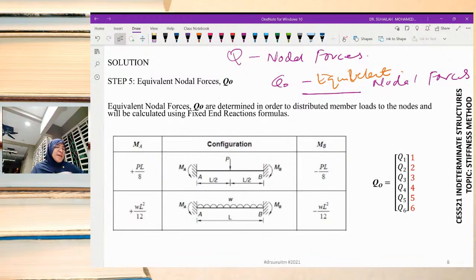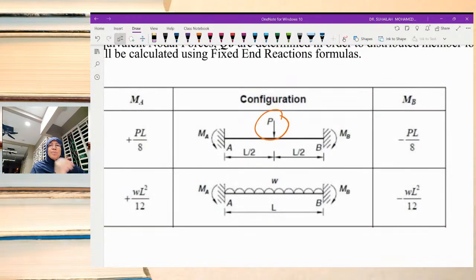Okay, for example, if we have a point load, this P is not subjected at nodes. If P is subjected at a node, it is Q. But this time P is not subjected at nodes. So when P is subjected on the member, whether it is at the center or anywhere on the member, what we need to do is distribute it to the nodes. And we distribute it equivalently.